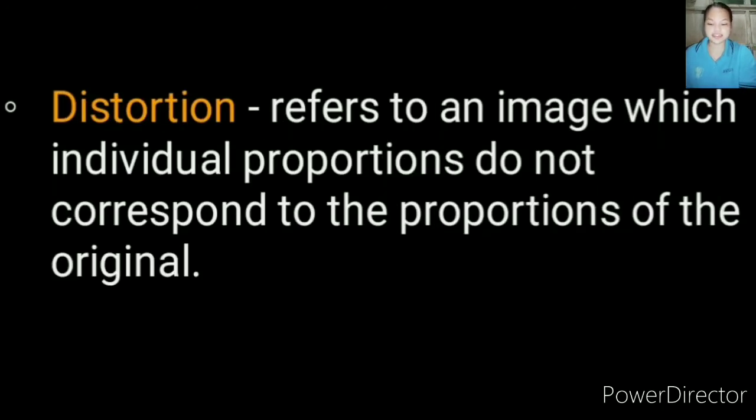Distortion. Distortion refers to an image in which individual proportions do not correspond to the proportions of the original. So, distortion is another type of lens defect. In distortion, meron tayong dalawa, barrel distortion and pincushion distortion. So, when we experience distortion, pag barrel, yung edges ng image natin, para siyang nagiging soft. When in pincushion naman, parang nakalubog yung image, nakakalabasan sa camera mo.